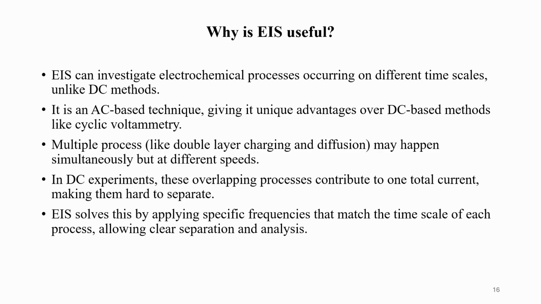In many electrochemical systems, several processes occur at the same time, for example, double layer charging or diffusion. These processes happen simultaneously, but they occur at different speeds. In regular DC experiments, all these effects overlap in one combined current. It makes it very difficult to separate and analyze them individually.